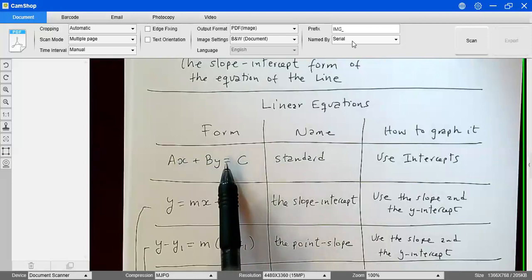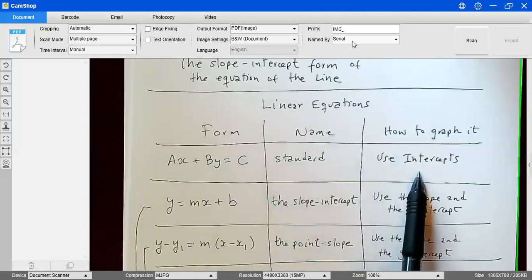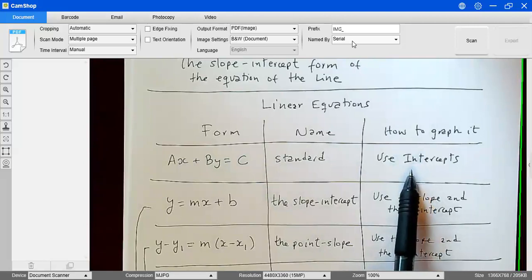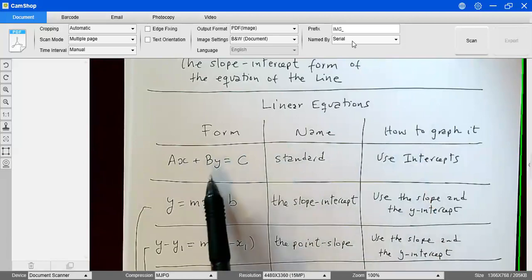What is the best way to graph this equation? We're going to use the intercepts. Remember, the very small t-table with 0, 0 in the diagonal. We use that method, very simple, to obtain the graph of the standard form of the equation of a line.